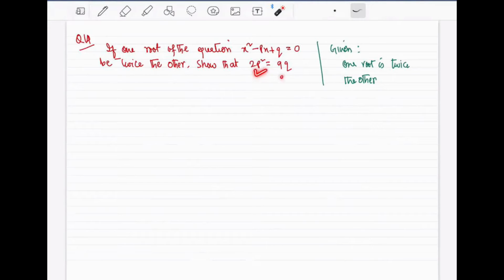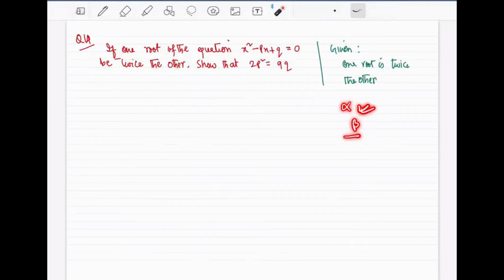Where do the p and q come from? P and q come from the equation here. P is the coefficient, what is in front of x, and q is the constant term, right? So one root is twice the other. Let's say the roots are alpha and beta.